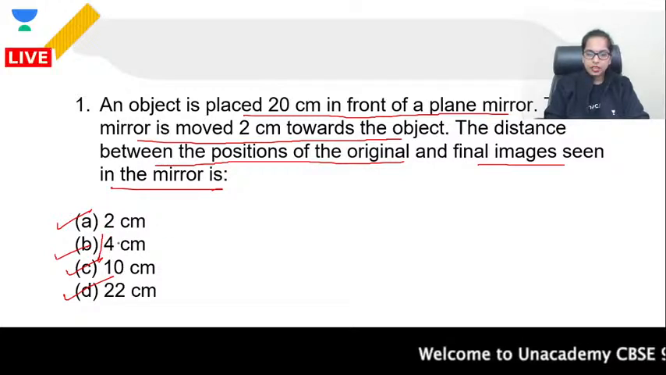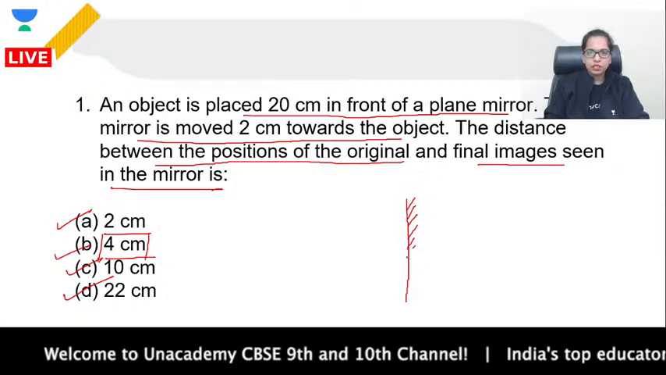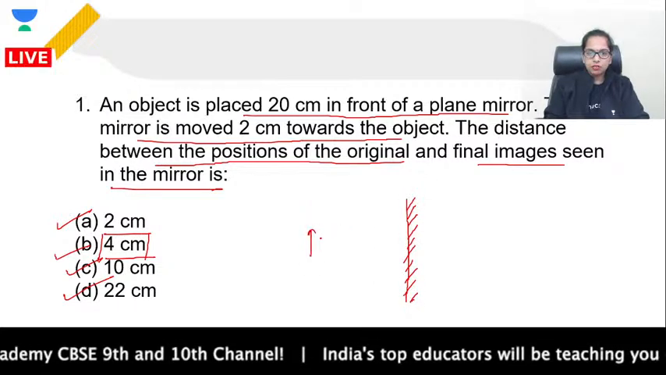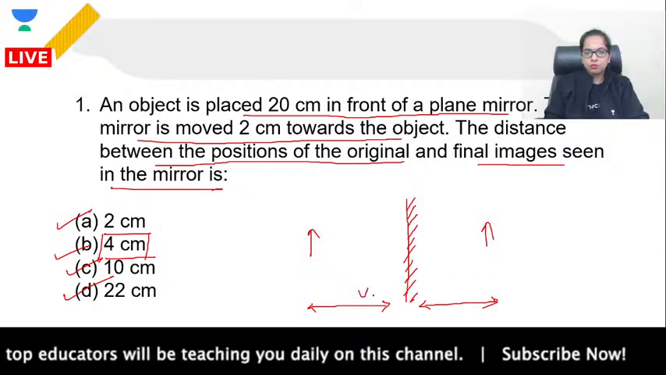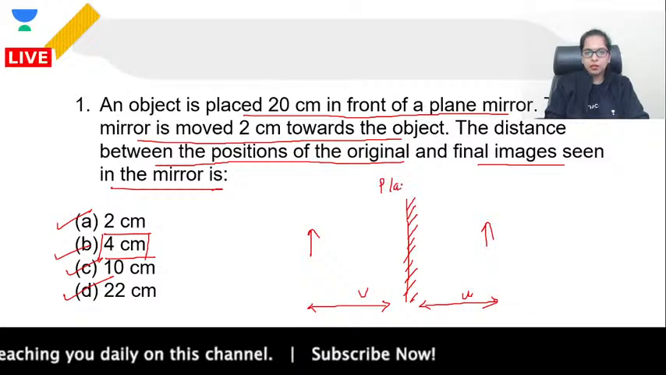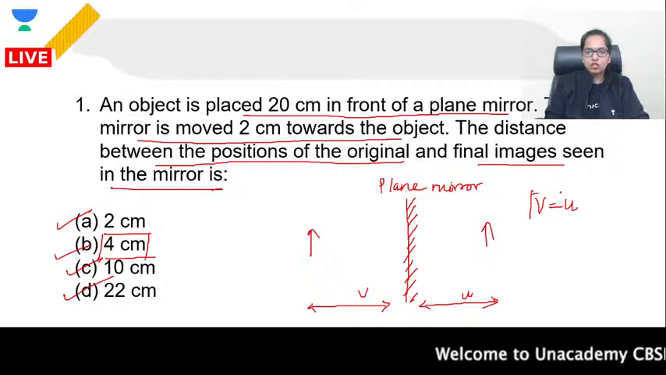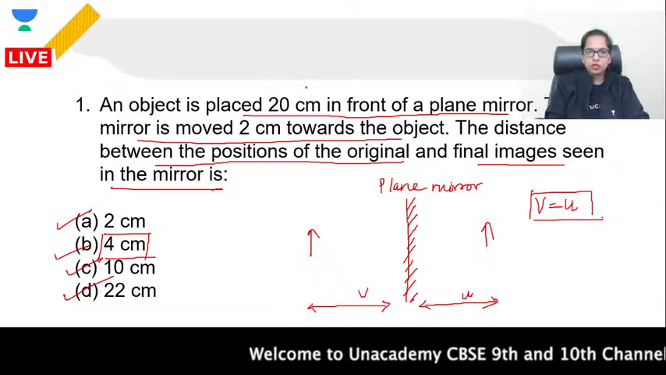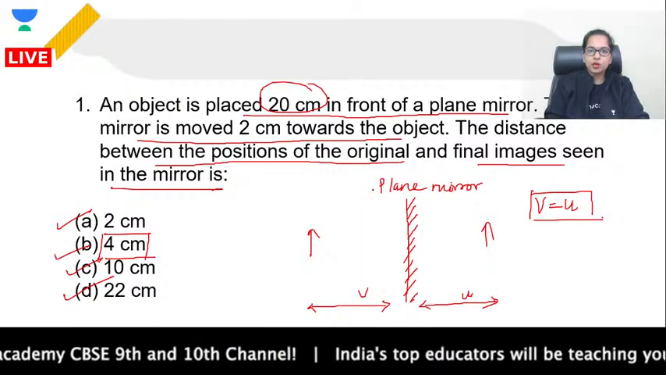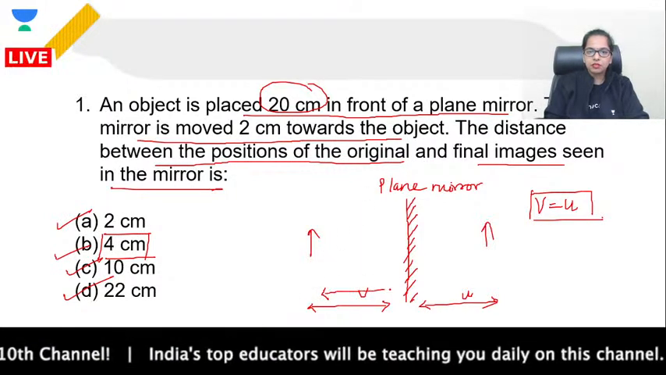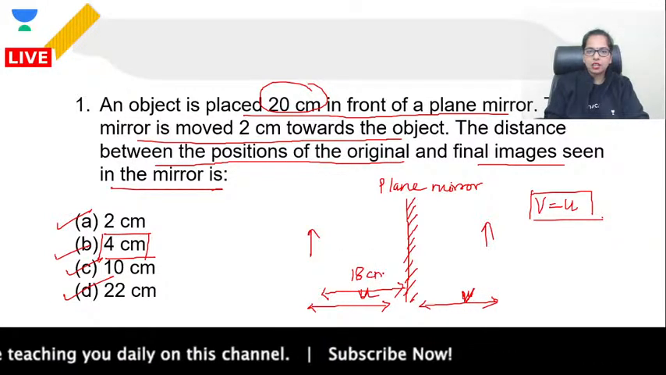The answer should be 4 centimeters. Why? You must be knowing that in a plane mirror, the distance between the image and the object formed is absolutely the same. That is, v is equal to u. In case of a plane mirror, this is the mirror formula, that v is equal to u. So in this particular question, what is it saying? That the object is placed 20 centimeters in front of the plane mirror, and the mirror is moved 2 centimeters towards the object. So the final distance between the object and the mirror will be how much? 20 minus 2, that is 18 centimeters.